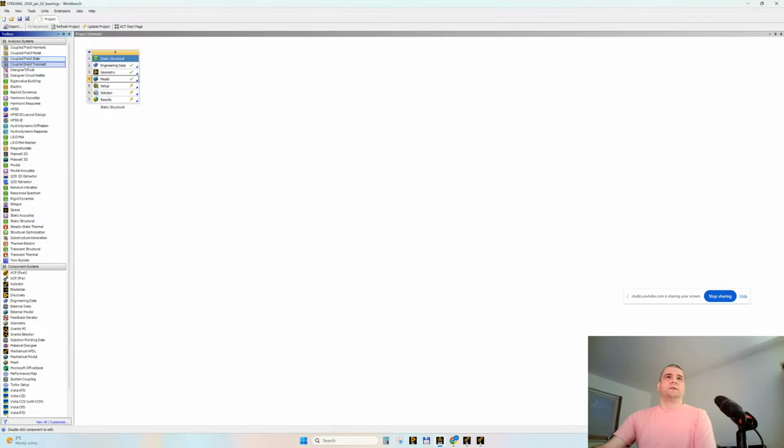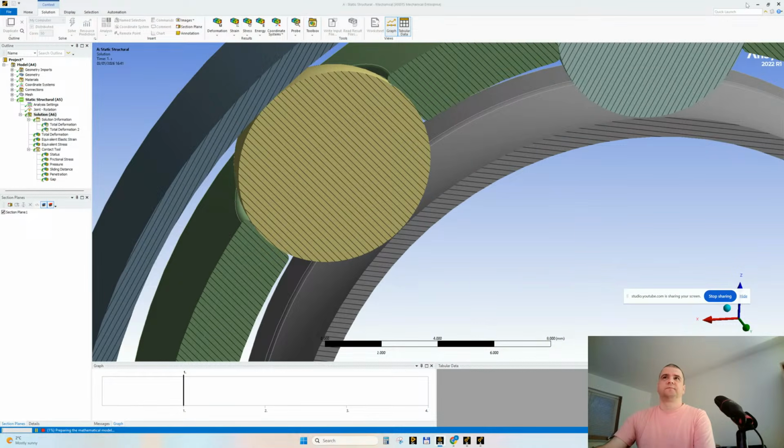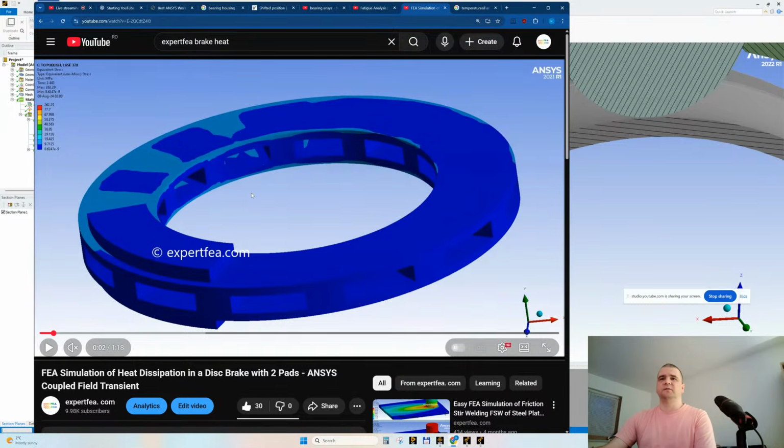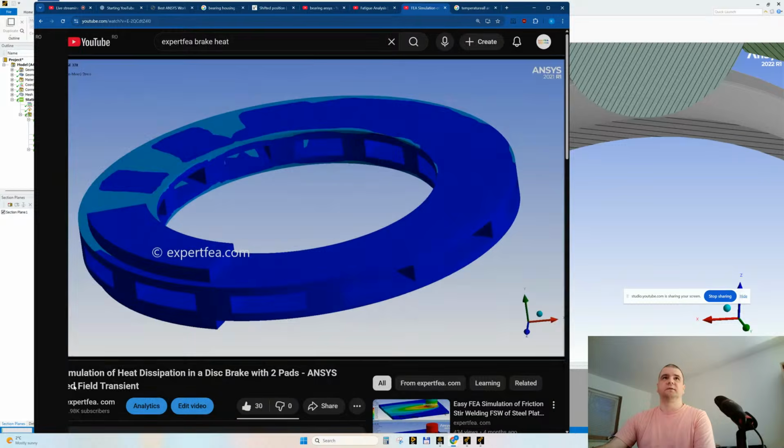If you use these, then the exchange, the correlation, let's say, between a pure mechanical and a thermal FEA is easier to simulate. And so this is what I have done, in coupled field transient.